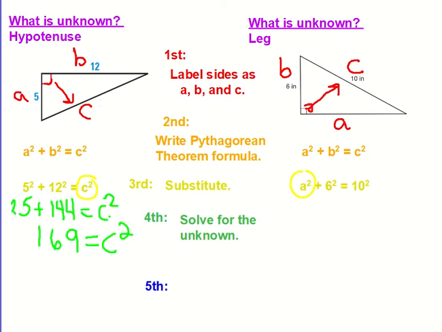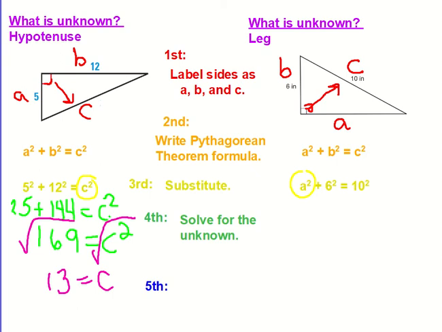And then you would take the square root of both sides. The square root of 169 is 13. So C would be 13. Now on the other side, let's see how it's different. So when we're finding a leg length, let's see what we have to do.